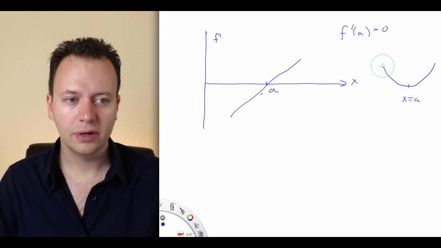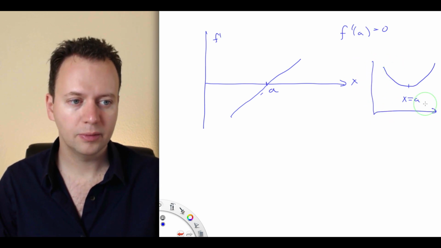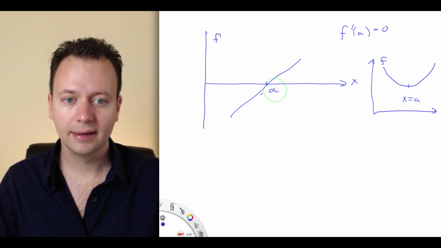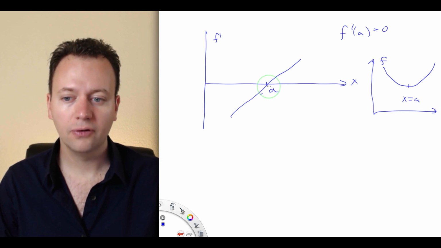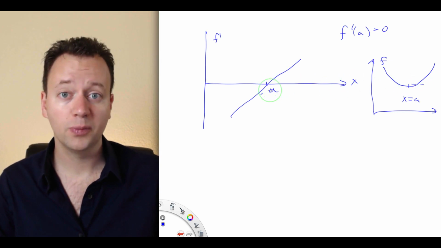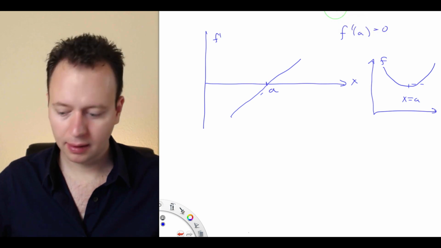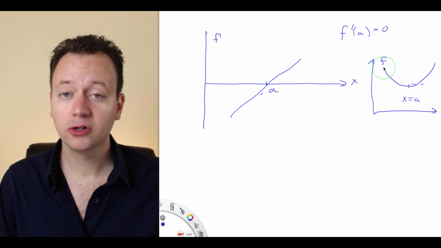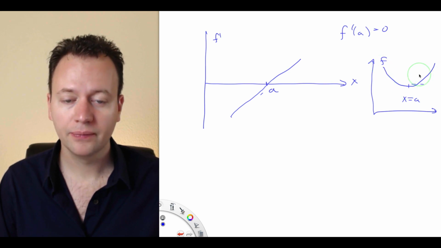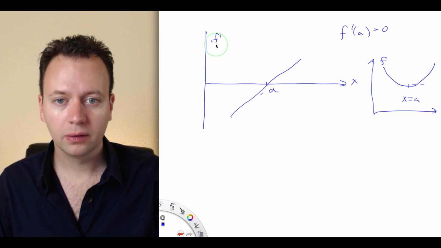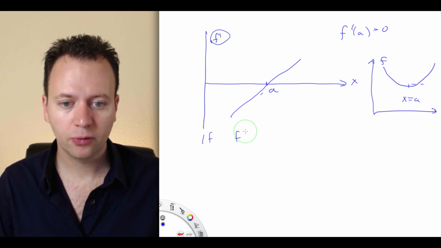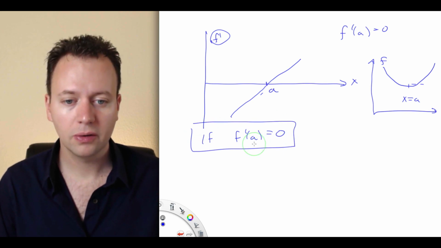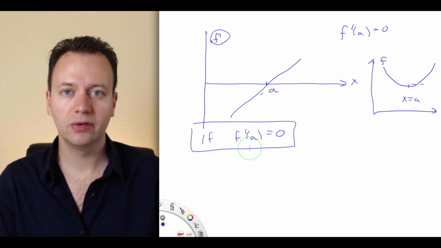Here's the function f. For x less than a, the derivative is negative, and for x greater than a, the derivative is positive. The derivative goes from negative to positive. This indicates that the function goes from decreasing to increasing. If f prime of a is equal to 0, that's exclusively what we're talking about for this video. We have a function and its derivative is equal to 0.